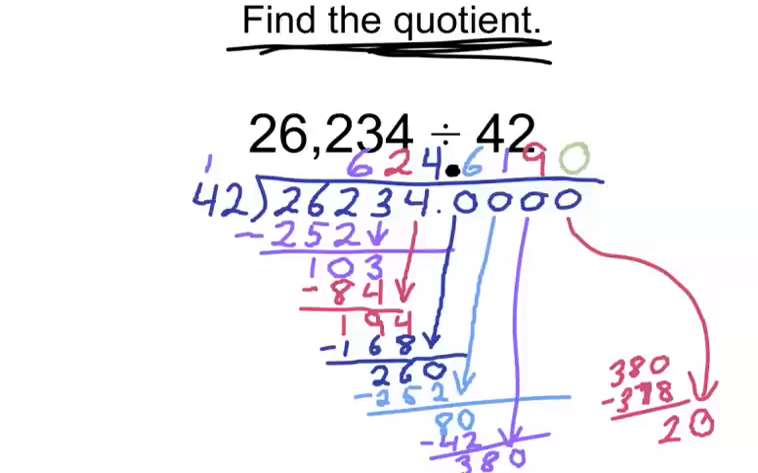But the answer to this one is 624.619, and I guess you can put the 0 at the end of that. So 624.619 is the answer to this one.